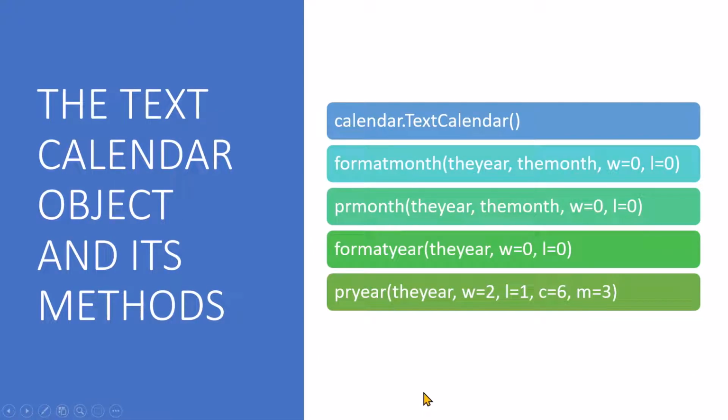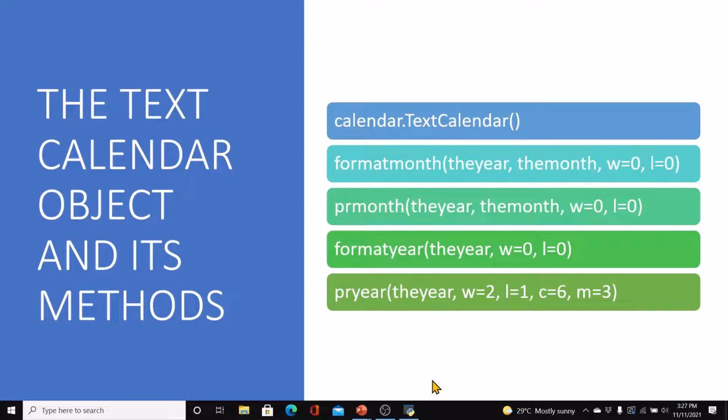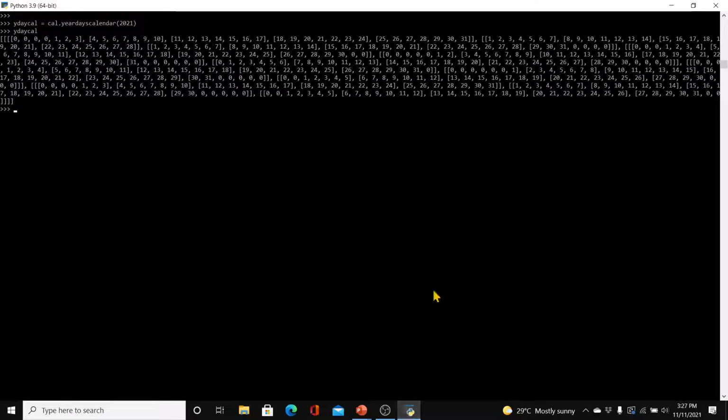to the next object, which is a TextCalendar object. We've looked at an instance of the Calendar class. We are looking at an instance of the TextCalendar class now. So you create that object. I'm saying textcal equal to calendar.TextCalendar.